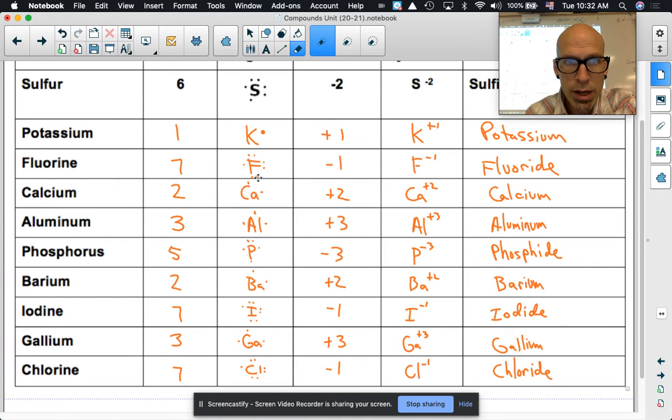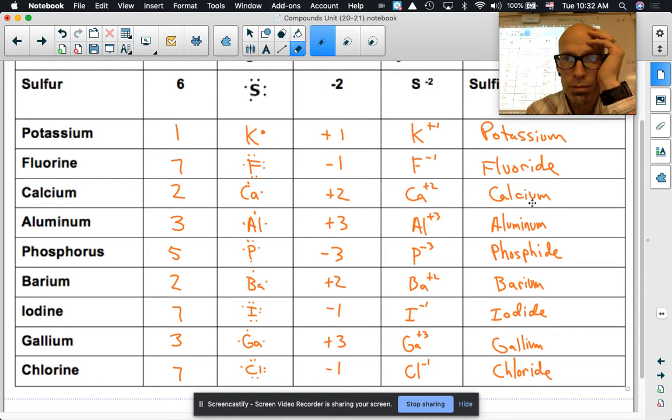Remember, the dot diagrams are literally the number of valence electrons drawn as dots around the symbol. Oxidation numbers are right at the top of the columns on the table. Your ion symbol is literally the symbol of the element with the oxidation number as a superscript. And then the names. Notice, fluorine is a negative, therefore you drop the "ine" and it becomes "ide."